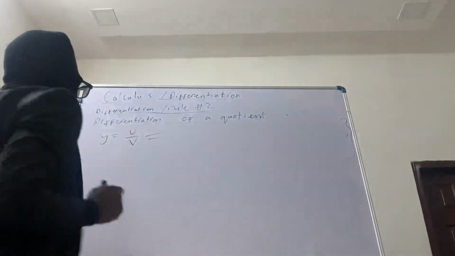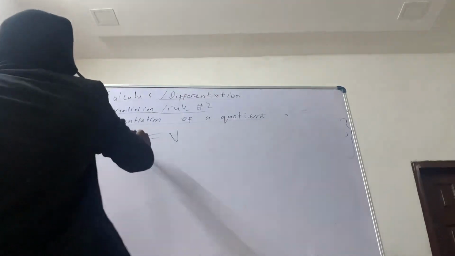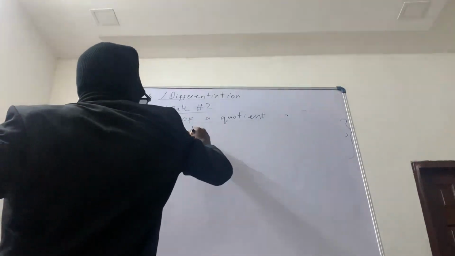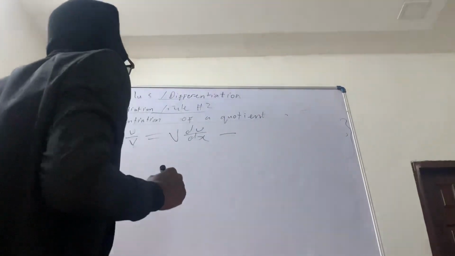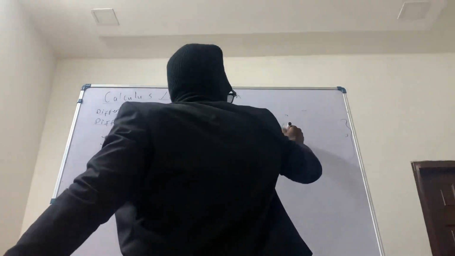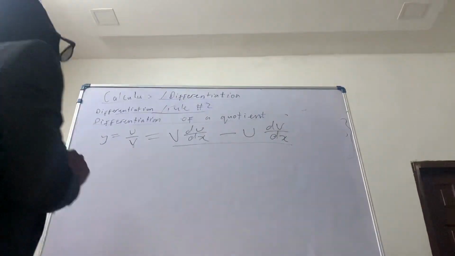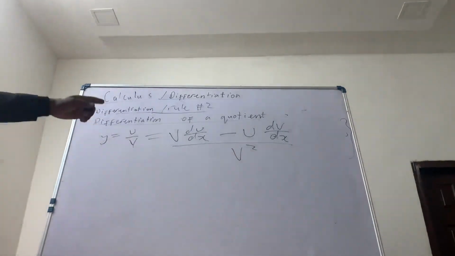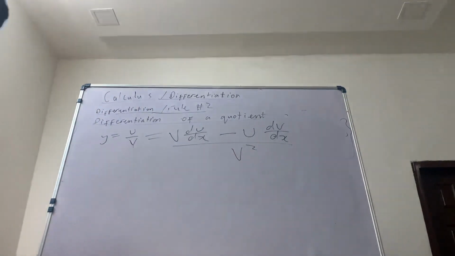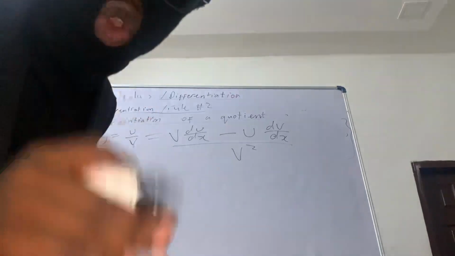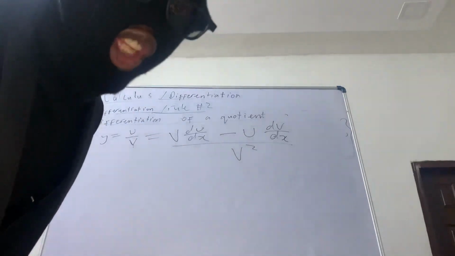The rule states that it's going to be v, this v, we differentiate this u, du dx, minus this u, now we are differentiating v, dv dx, all over v squared. This is the rule. This is how we are going to differentiate this.